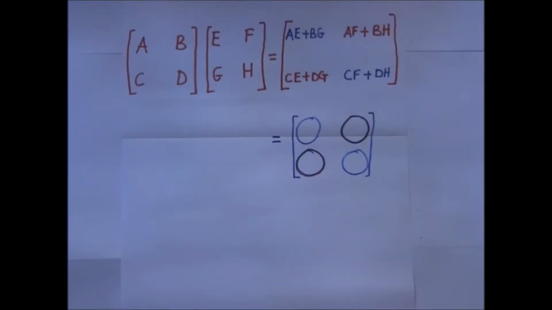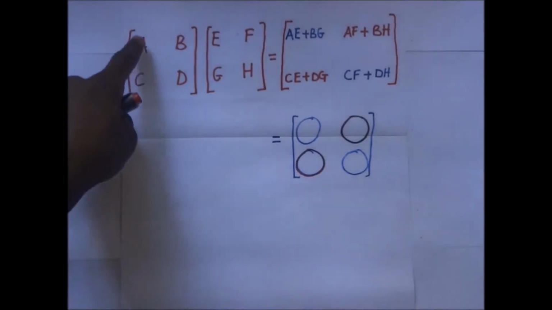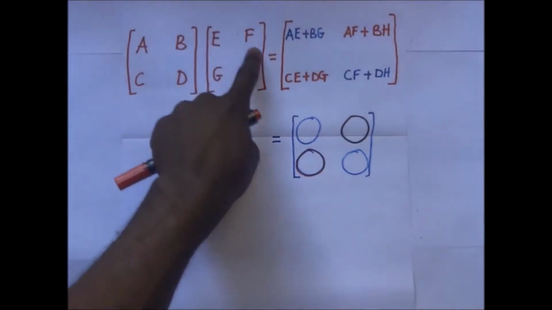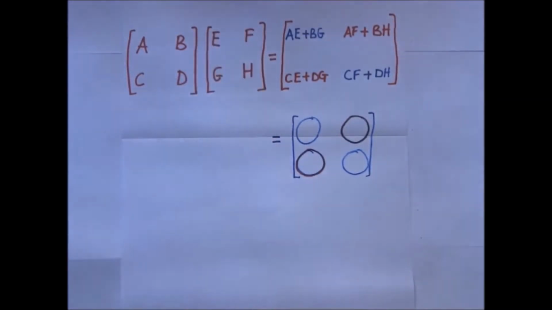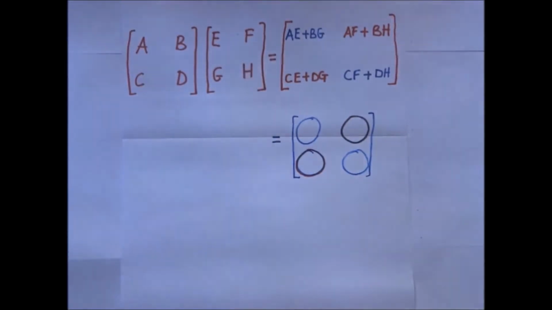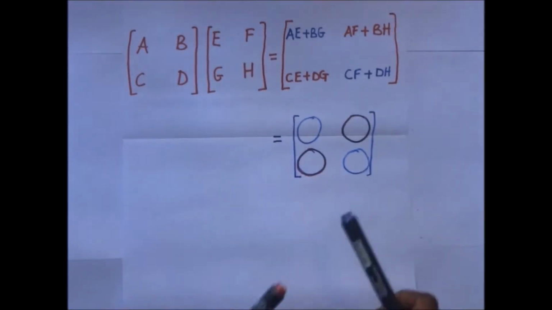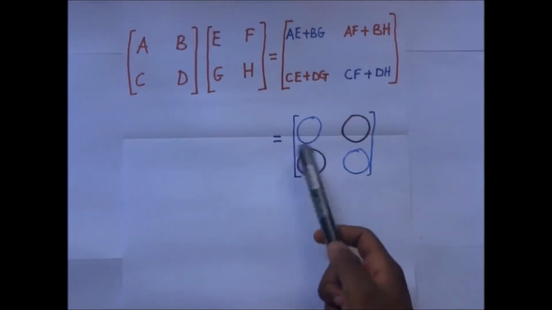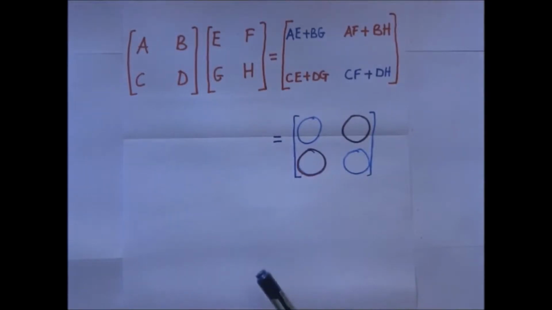Before we start using figures to do matrix multiplication, I would like to first illustrate it using letters. We have this matrix A, B, C, D, which is a 2 by 2 matrix, multiplying it by E, F, G, H, which is also a 2 by 2 matrix. When we multiply these 2 matrices, we are supposed to get one matrix as the answer, and this matrix is supposed to have 4 elements. That is a 2 by 2 matrix.